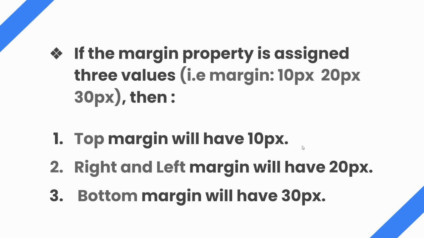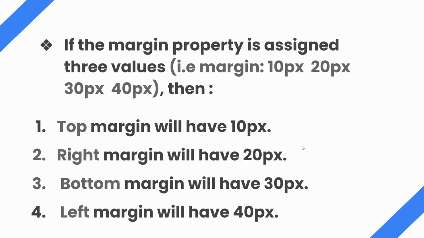Also, when the margin is assigned three values, that is, the margin is 10 pixels, 20 pixels, and 30 pixels, that's the example we have here, you would know that the top margin will have 10 pixels. The margin in the middle, that's 20 pixels, will be assigned to the right and the left margin. And then the margin at the bottom would be assigned 30 pixels.